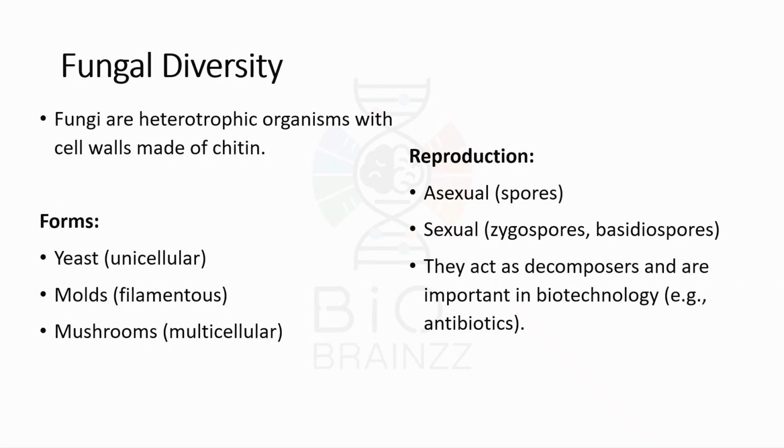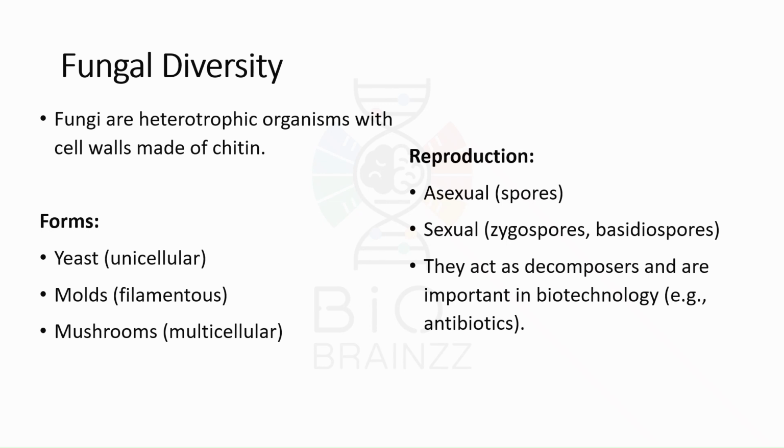Fungal diversity. Fungi are eukaryotic, heterotrophic organisms that obtain their nutrition by absorbing organic matter from their surroundings. Unlike plants, they do not perform photosynthesis and instead depend on decaying organic material or living hosts for nutrition. A key structural feature of fungi is their cell wall, which is composed of chitin rather than cellulose. This distinguishes them clearly from plants and is an important point for exams.